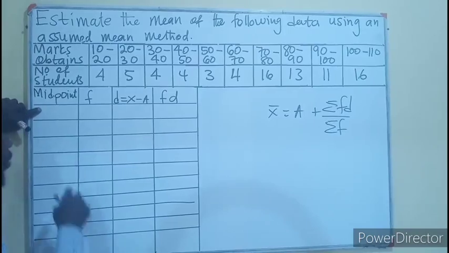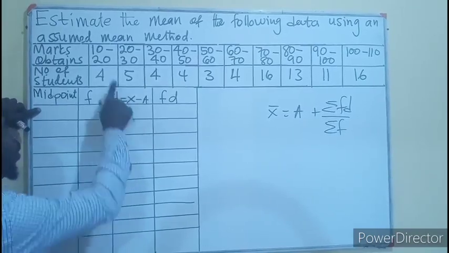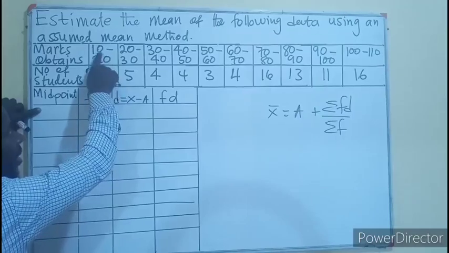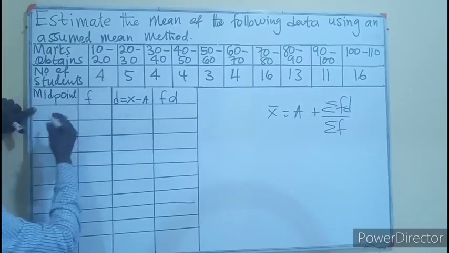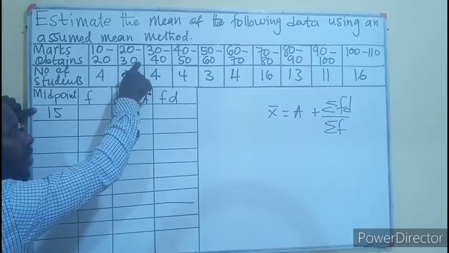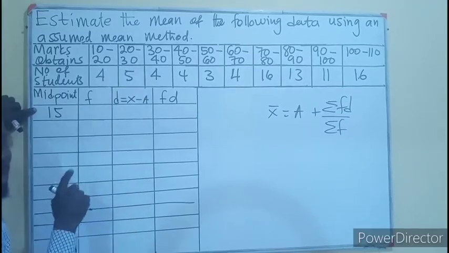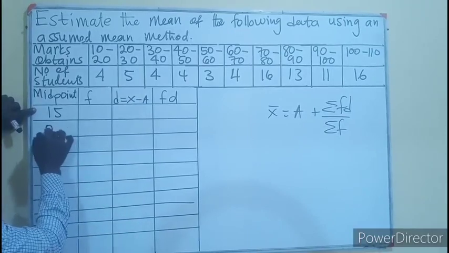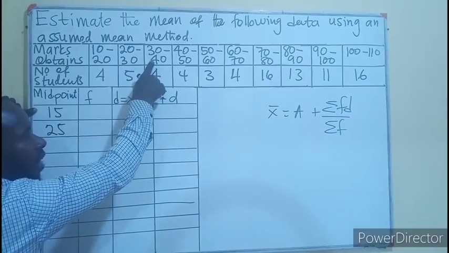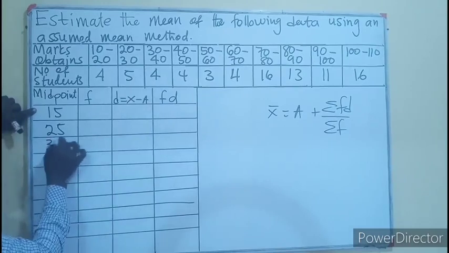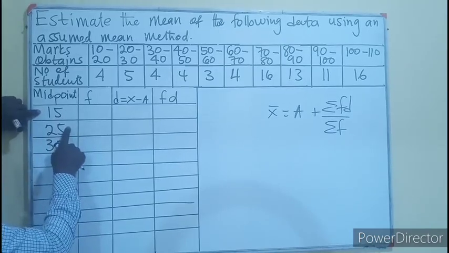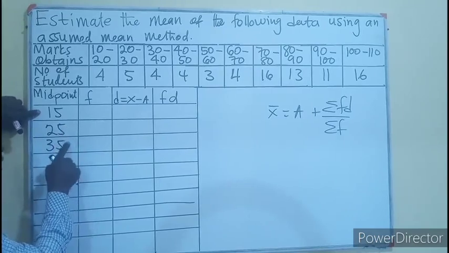So for the midpoint, which is representing the x value, we have 10, the lower limit, plus the upper limit, that will be 30. 30 divided by 2 will give us 15. 20 plus 30, that will be 50. 50 divided by 2 will be 25. 30 plus 40, that will be 70, divided by 2, that will be 35. So you can see that the class size is 10. From one to the next, we add 10. If you add 10 to this, you arrive at this.